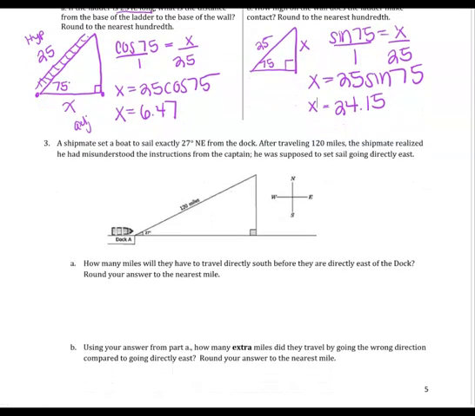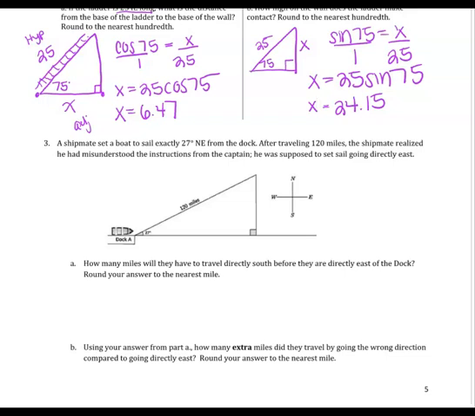A shipmate set a boat to sail exactly 27 degrees northeast from the dock. After traveling 120 miles, the shipmate realized he had misunderstood the instructions from the captain. He was supposed to set sail going directly east. How many miles will they have to travel directly south before they are directly east of the dock? And round your answer to the nearest mile.